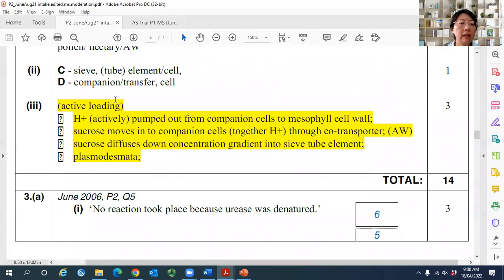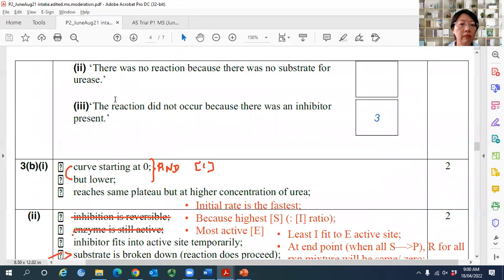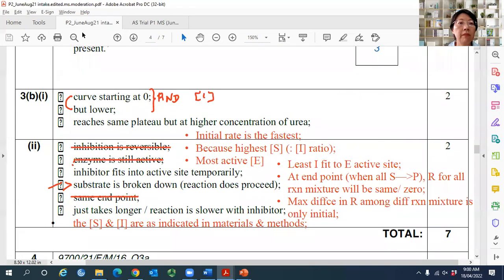I already explained the answer for the mark scheme. Okay? So the initial rate is the fastest because it has a higher substrate to inhibitor ratio. So the enzyme is most active. The least inhibitor can fit into the enzyme active site because you've got more substrate to inhibitor. At the end point, the rate of reaction is 0. So no point measuring at the end. All will be the same.